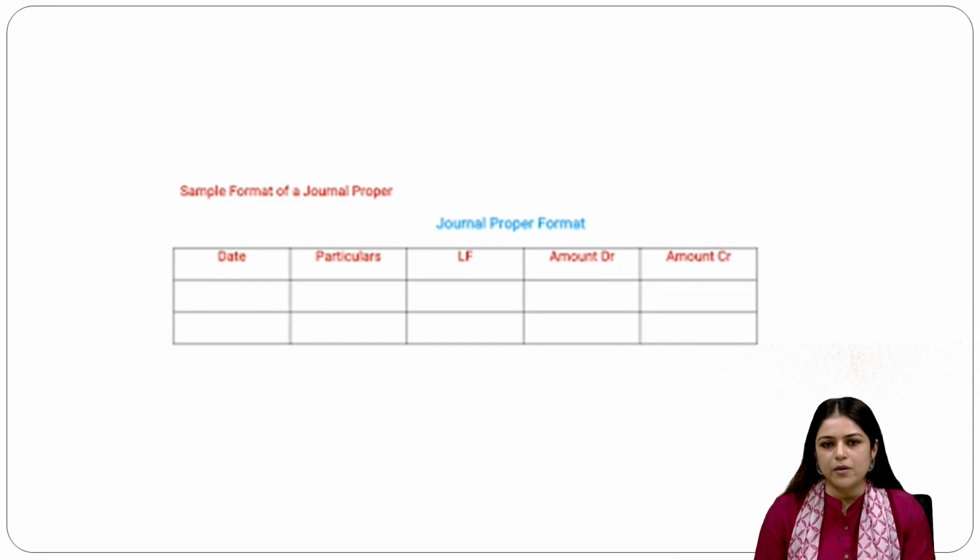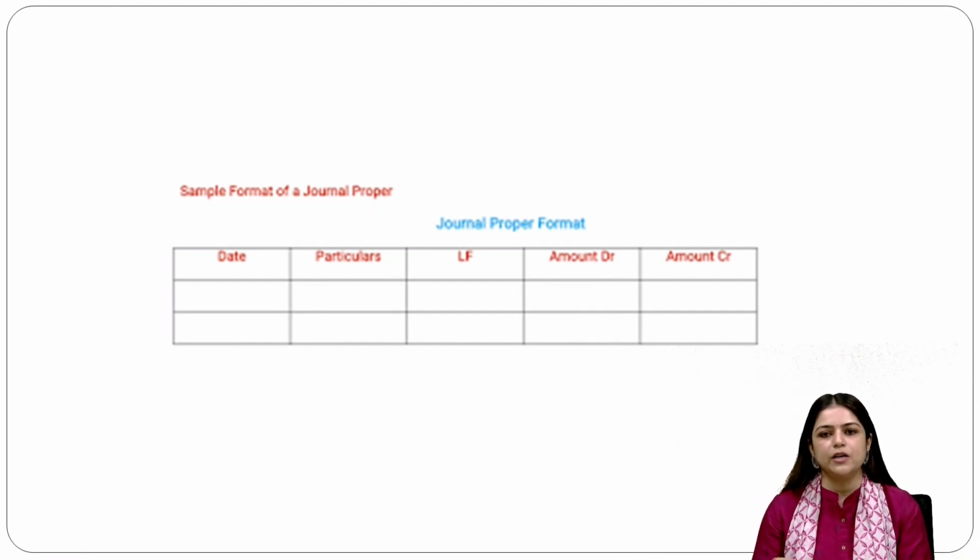So here the format is given, how to record a journal in a proper format. The proper format is date, particulars, ledger folio number, amount which is debited, and amount which is credited. So this is the simple and proper format of journal proper.